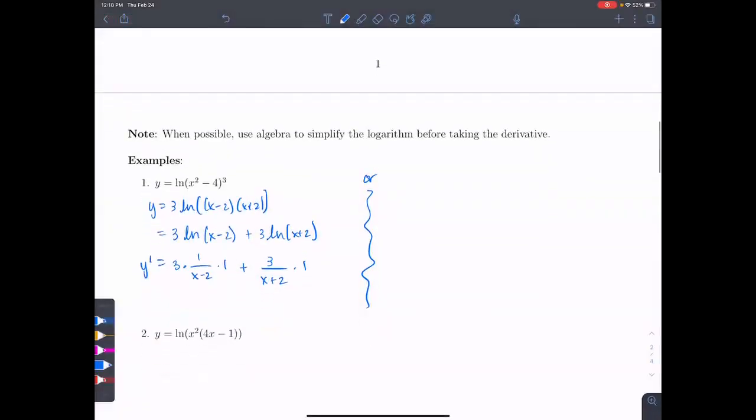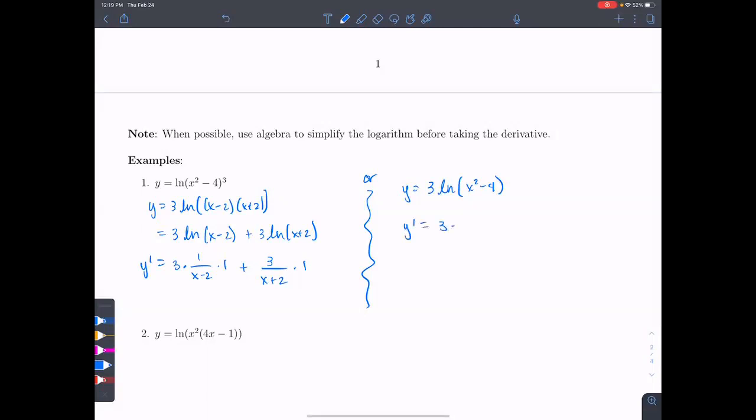Okay. So on this one, we pulled the 3 down in front and then saw this is the difference of perfect squares, so we factored it. And then we have this product, so we can split it with addition and then take the derivatives of the parts. Or we can move that 3 down front, and we're looking at 3 times the ln of x squared minus 4. And then we can take a derivative from here.